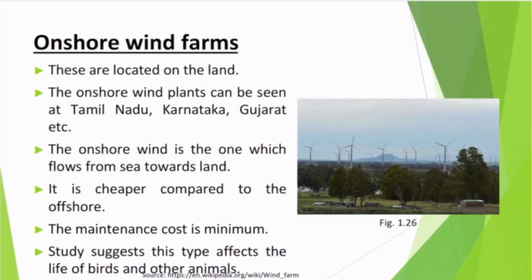However, in the case of offshore, the transmission of power and the underground cabling within the sea become a challenge. The maintenance cost of onshore is also very minimal, and studies suggest this type affects the life of birds and other animals. There is an issue where some NGOs are concerned because the blades keep on moving, so it may hurt many wonderful birds and wildlife activities that happen in a particular zone.